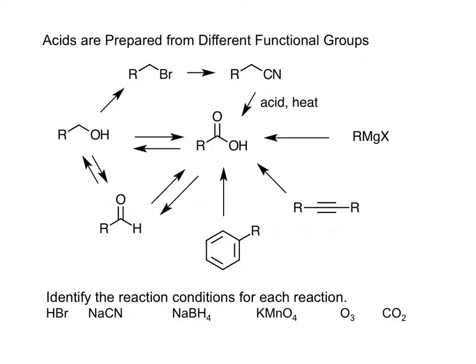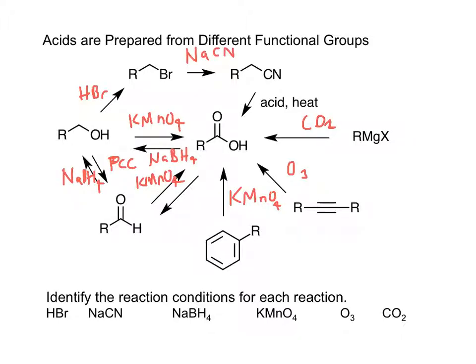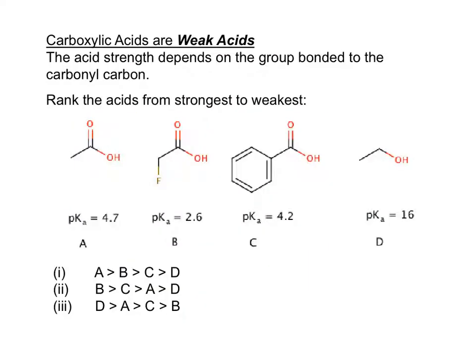We've looked at different ways to make acids, so stop the video and identify the reaction conditions for each reaction. So here are the conditions. Note that many of the reactions to produce an acid are oxidation reactions.